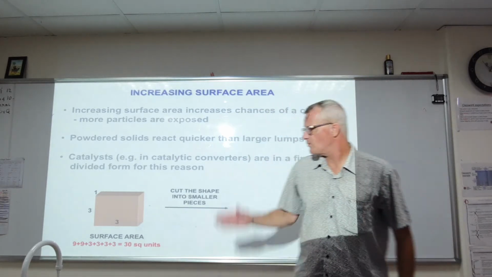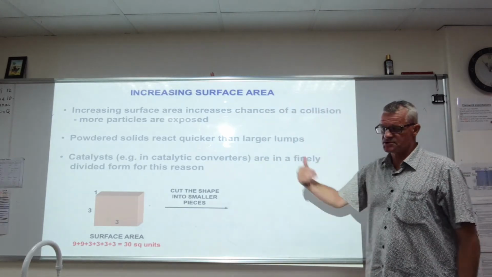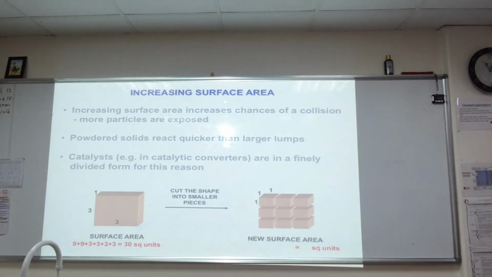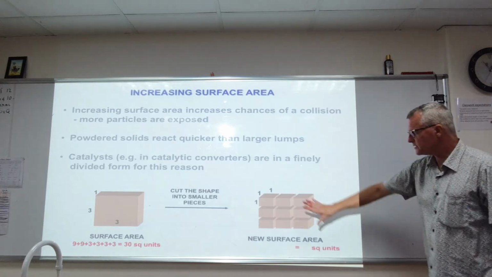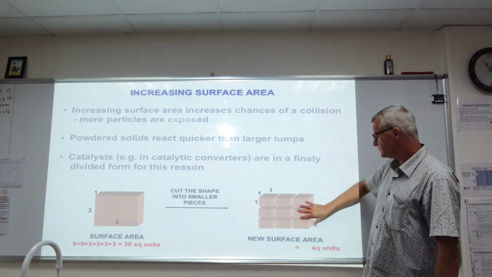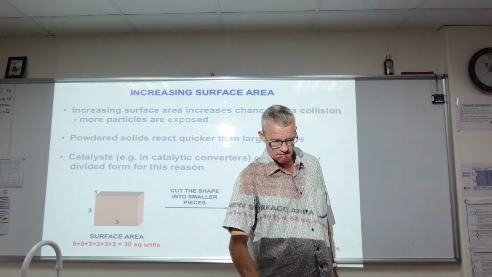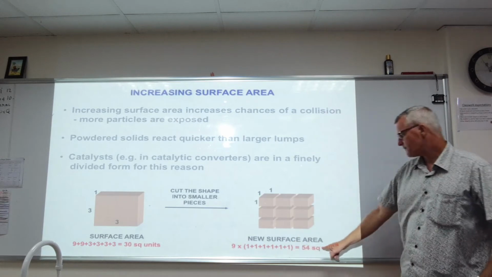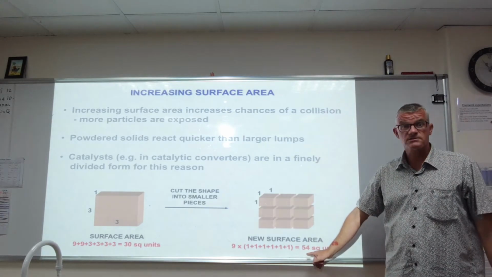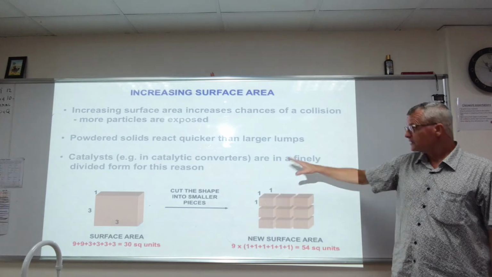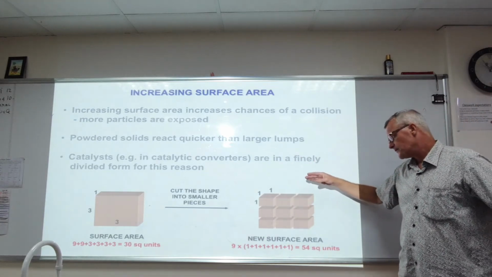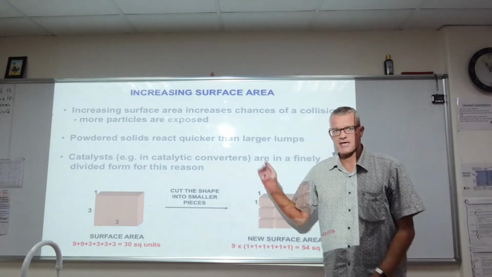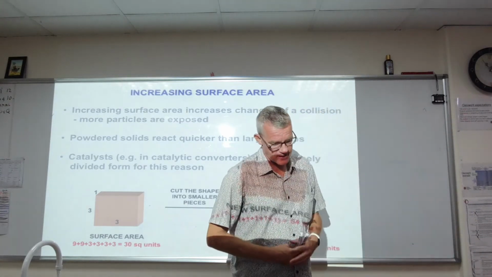We're going to cut the shape into smaller pieces. Then we have a new surface area, and you can clearly see that we have more surface area. If you would make a calculation, we would see that we then have about 54 square units. If you keep cutting the pieces, the surface area keeps on increasing.